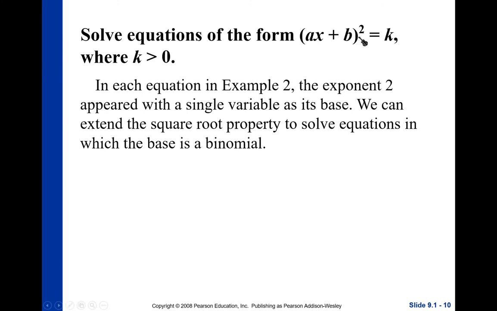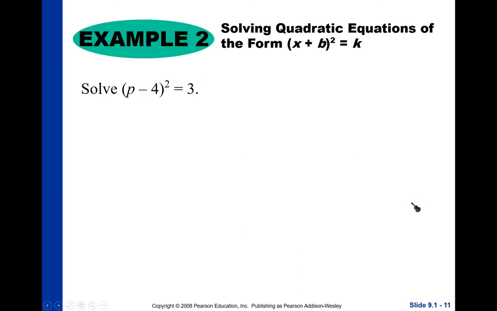Binomial means dalawang factor sa loob ng isang base or isang parenthesis. Ito po, example: (p minus 4) squared is equal to 3. Simple lang ang gagawin mo. Ito po: p minus 4 is equal to square root of 3, or p minus 4 is equal to negative square root of 3.